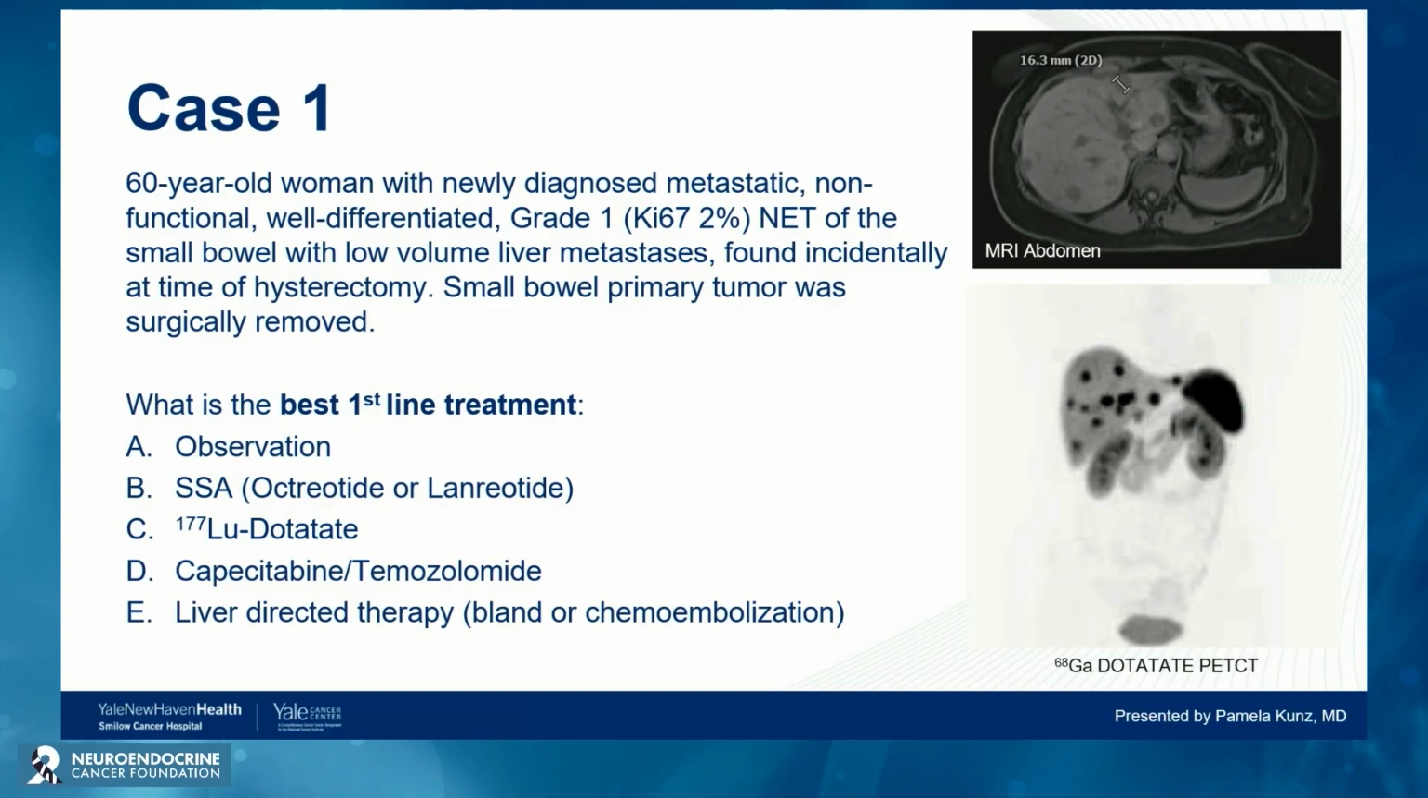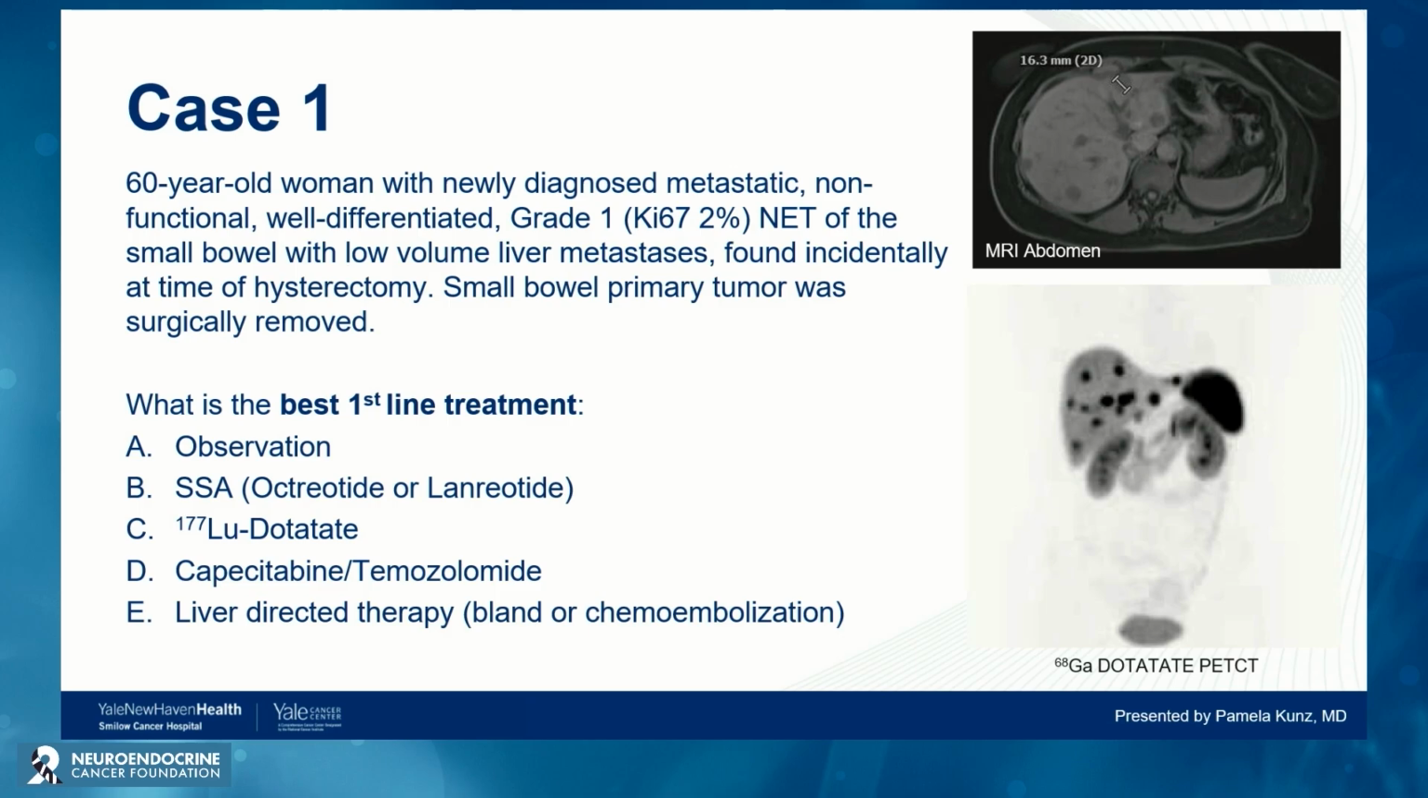Again, best first-line treatment options include observation, a somatostatin analog, lutetium dotatate, capecitabine temozolomide, or liver-directed treatment. As you're thinking about that, I'll tell you the correct answer. And there's actually probably 2 correct answers here. One would be observation, and a second would be a somatostatin analog. That decision, I think of as shared decision-making with the patient.